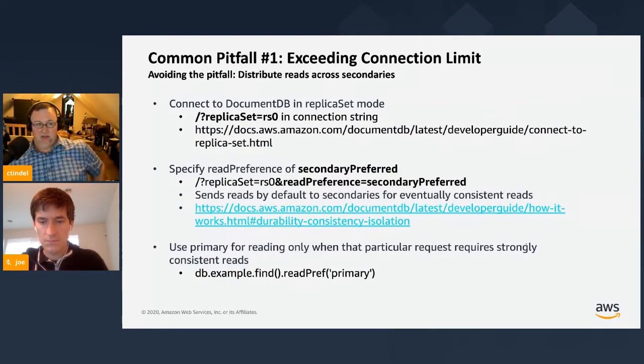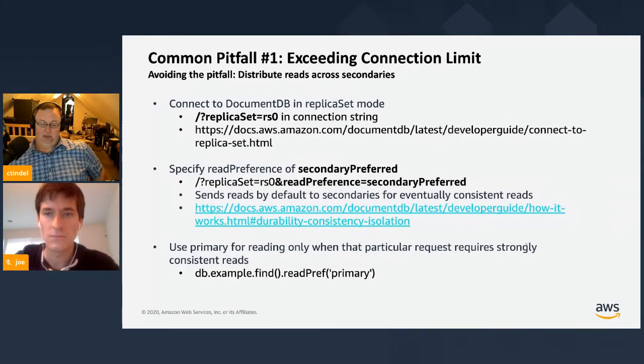So there's a few ways to avoid this pitfall. Really, the main way, from a programmatic perspective, is to distribute your reads across secondaries. In your DocumentDB cluster, certainly in production, you're going to have more than one node. One node will be elected to be the primary, and all of the other nodes in your cluster will be secondary replicas, which can only be used for reading.